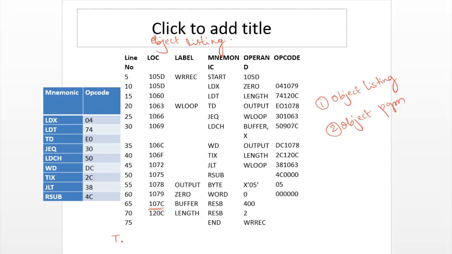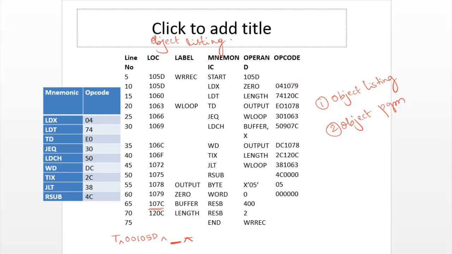It starts with T, followed by where this text record starts. The first instruction will appear at 105D, so it will be 00105D. Maximum length will be 1E. I will leave this blank for the time being because I don't know whether my entire program fits in 1E bytes or not, or it may exceed also. We don't know yet, but keep it in mind it should be equal to or less than 1E. Followed by the actual object code.